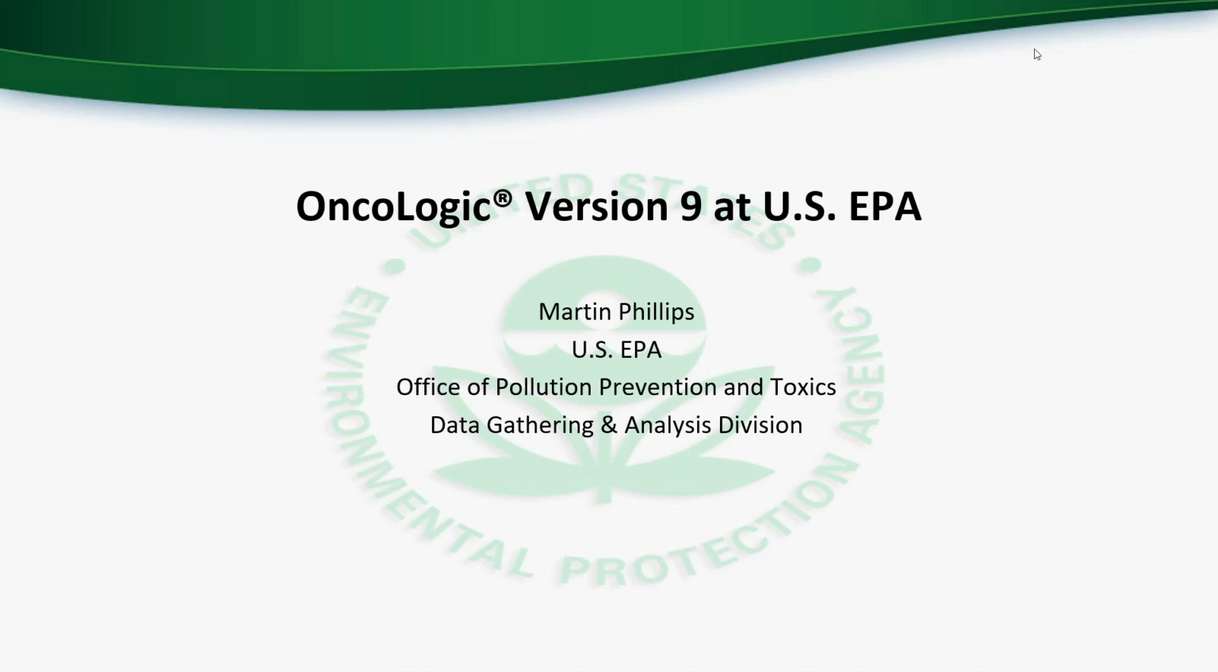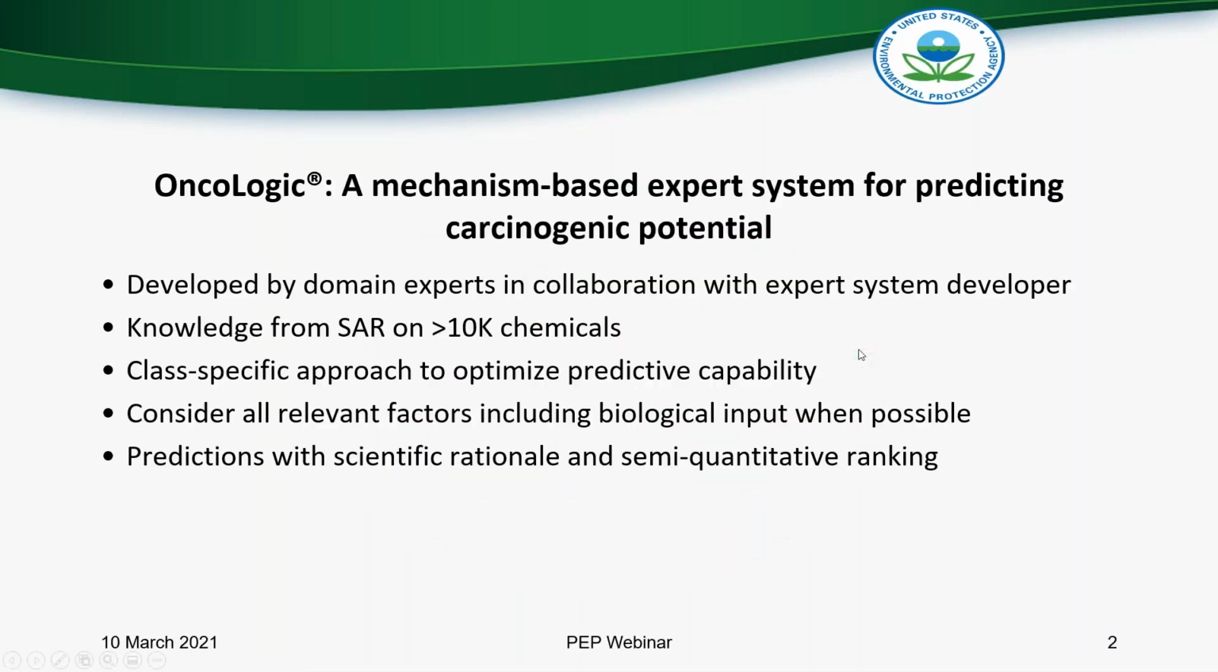Thank you, Dr. Stedford. I appreciate the introduction. My presentation today is about OncoLogic version 9 and its use at EPA in the New Chemicals Program under TSCA. OncoLogic is a mechanism-based expert system for predicting carcinogenic potential. It was developed by domain experts at EPA and elsewhere in collaboration with an expert system developer, which is a type of computational tool.